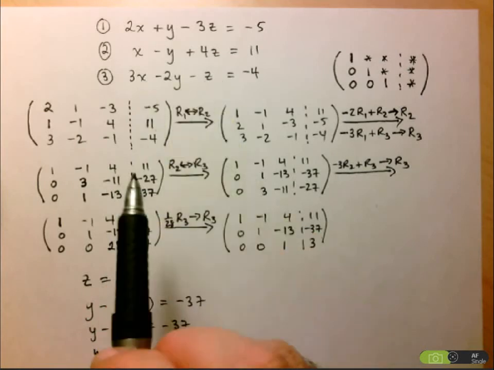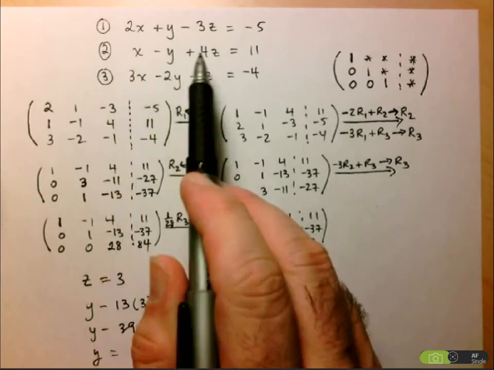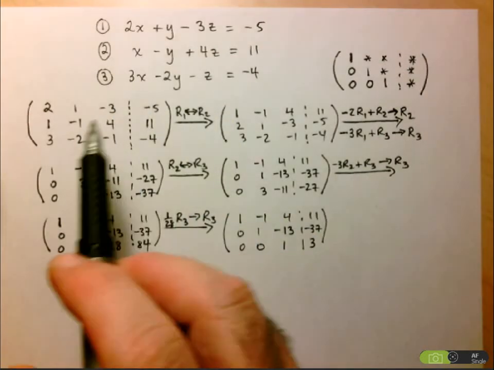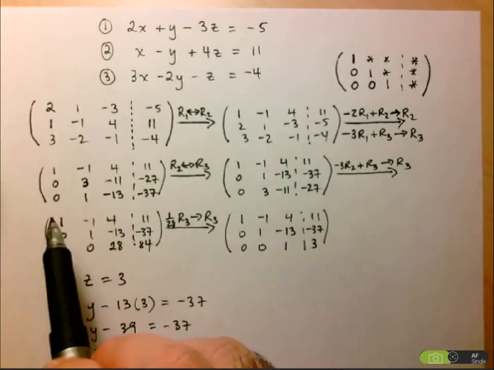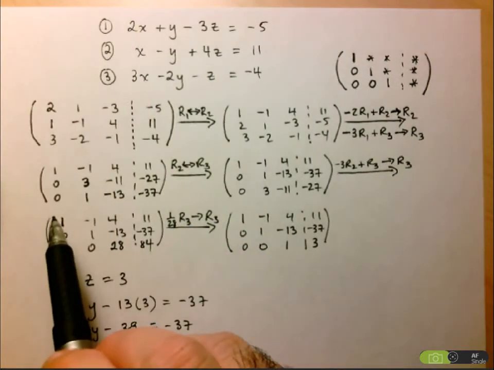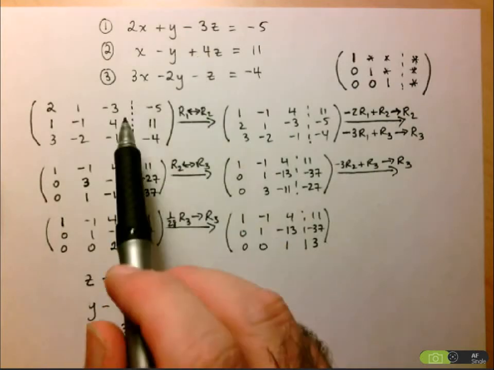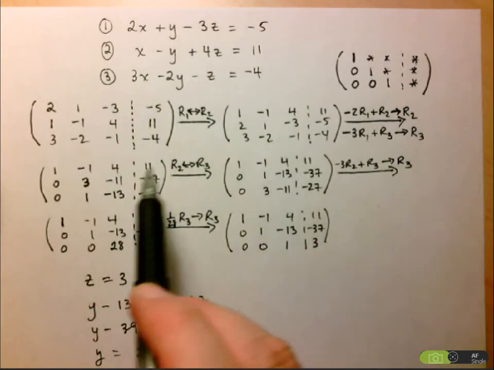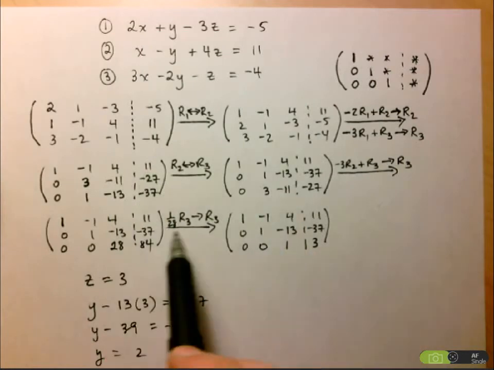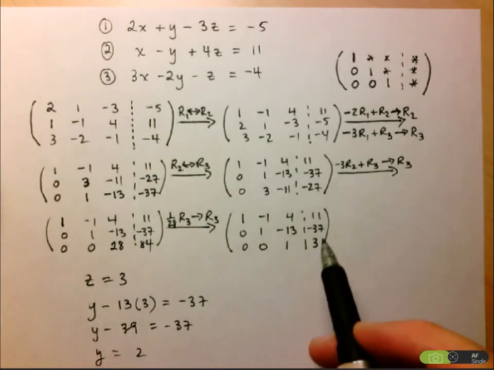The x, y, and z never change, so we just don't write them all together. Okay, so we started off with our matrix and we used our elementary operations. In this case, instead of applying to equations, they're applying to rows. And we were able to reduce this matrix to this form here.